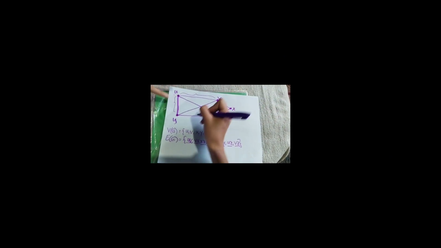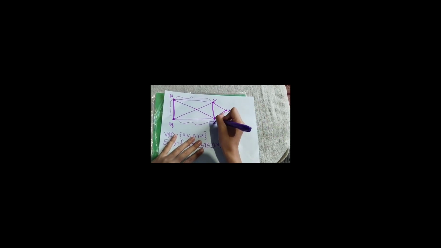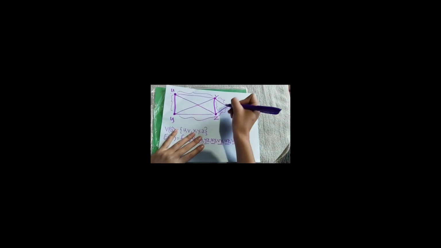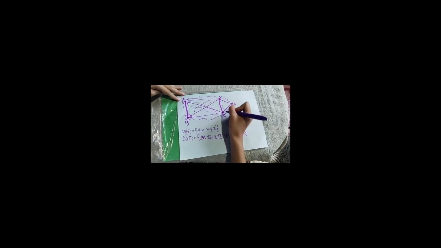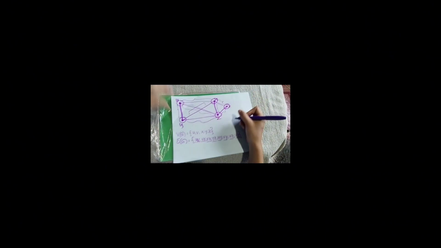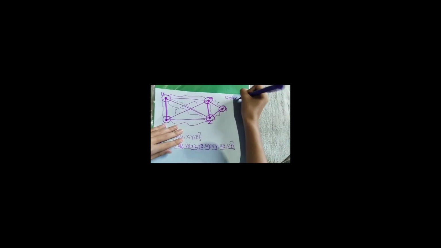This one, this one, and this one. So we have 1, 2, 3, 4, 5, 6, 7, 8. And the order, there is 1, 2, 3, 4, 5. So our order in a graph is equal to 5. And the size is equal to 1, 2, 3, 4, 5, 6, 7, 8. So we have 8 edges.